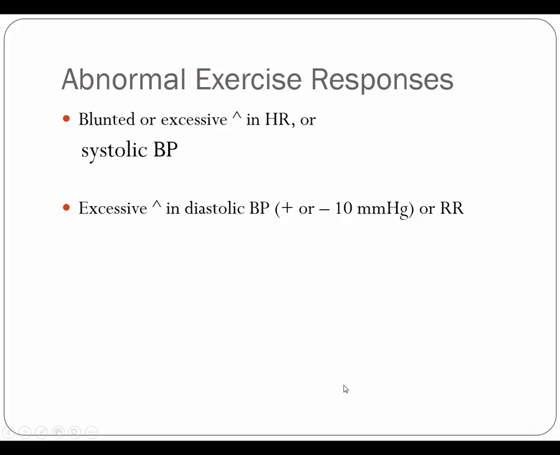Abnormal exercise responses. We've talked to these so much, they should be drilled into your head by this point. Blunted or excessive increase in heart rate or systolic blood pressure. Again, meaning it doesn't change at all, or it's way over that 20 and 10, or the heart rate goes out of the target heart range or over 200, right? That's an issue. Excessive increase in diastolic is the 10. So we have the 20-10, respiration rates drop, heart rate drops, blood pressure drops. All those are massive events. We do not want to see that.